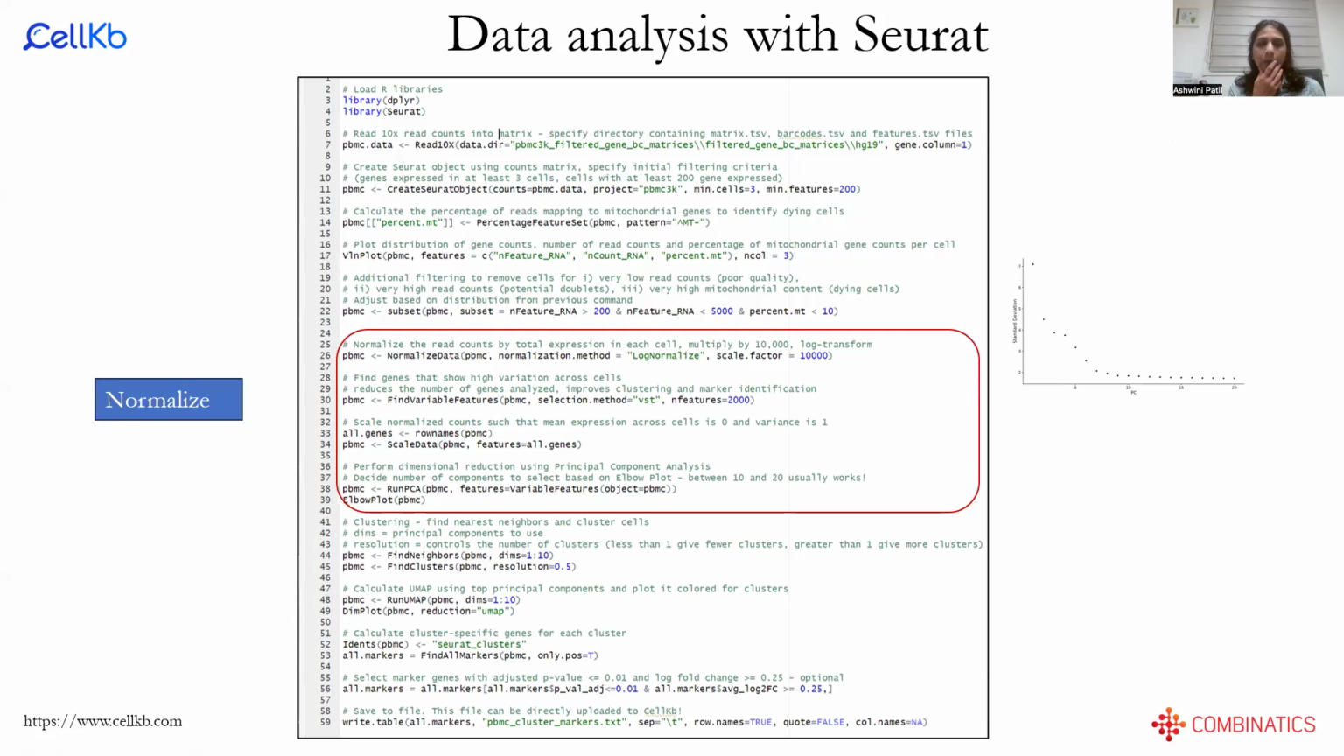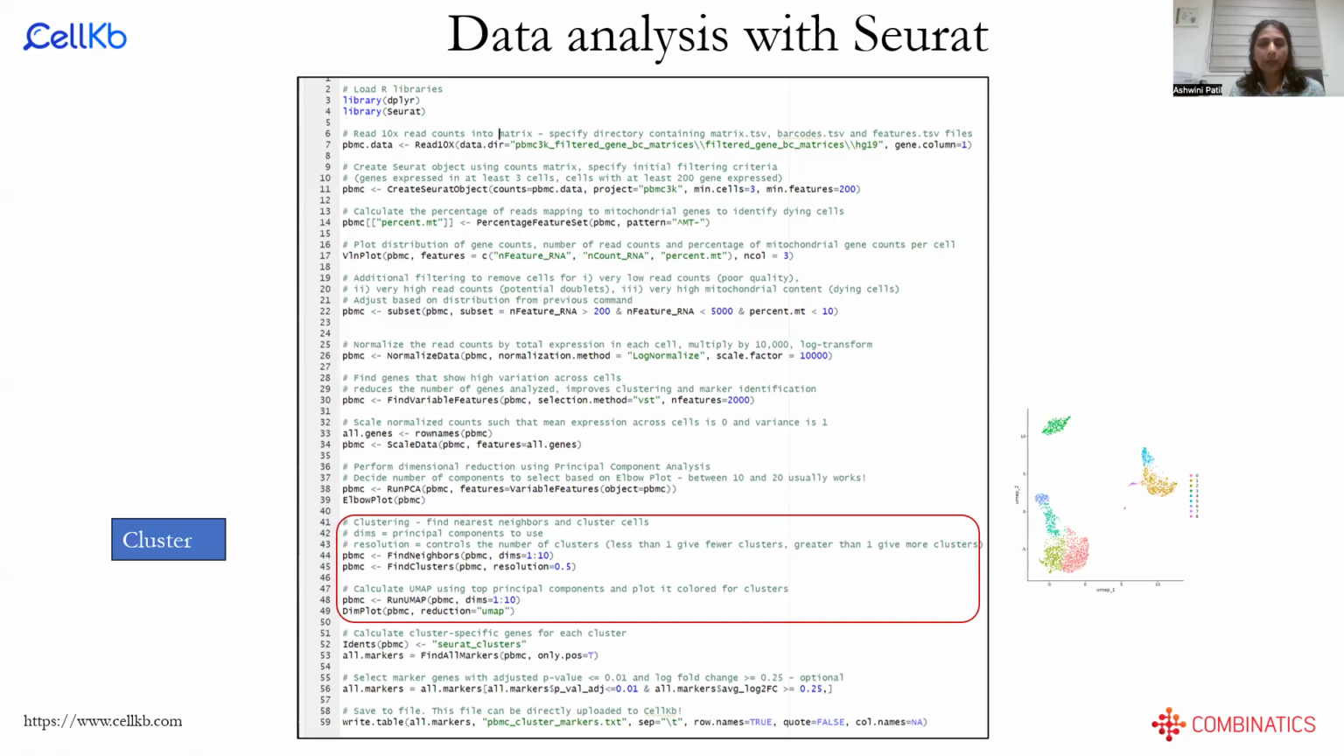The next step is normalization, finding the variable genes, the genes which show the greatest differential expression across cells, scaling the data, and then dimensionality reduction. This is standard. You can decide to change the number of features, or genes, that you want to look at. You can make them 3,000 or 4,000, depending on how many genes you want to keep in your final analysis. This is followed by clustering.